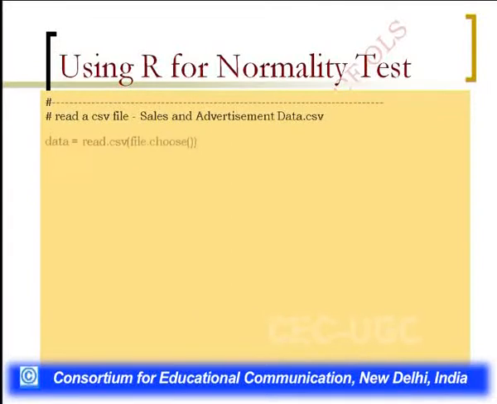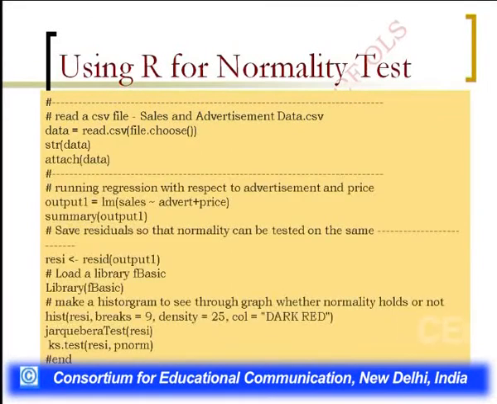Now using R for the normality test, we have to save this file and read it as a CSV file, sales and advertisement data.csv. This is the format under which you have to save that file. Now data equals read.csv and choose the file. Then str of the data, and attach the data. Running the regression with respect to advertisement and price, the output is lm of sales on advertisement plus price, and summary is the output. You have to save the residuals so that normality can be tested on them.